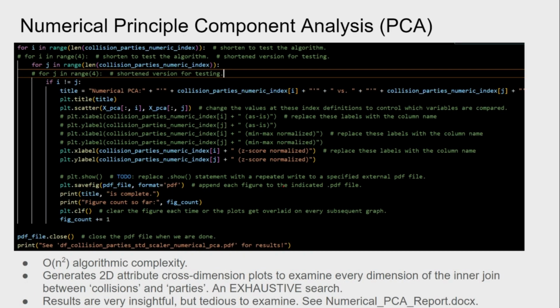Our numerical principal component analysis, or PCA, was conducted using a big O n-squared algorithm that performs an exhaustive cross comparison of all attribute columns that were converted or identified as numeric in the previous data examination rounds. The algorithm that you see before you produces a 992 cross-plot figure in the form of a PDF file that can be examined as part of our repo structure.